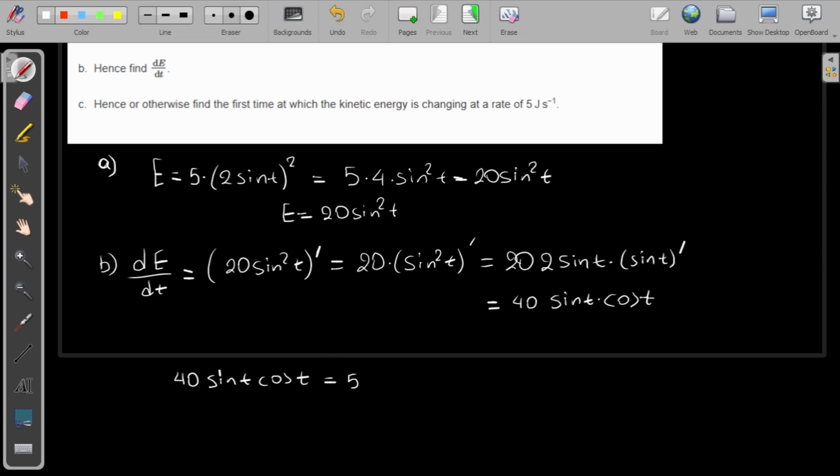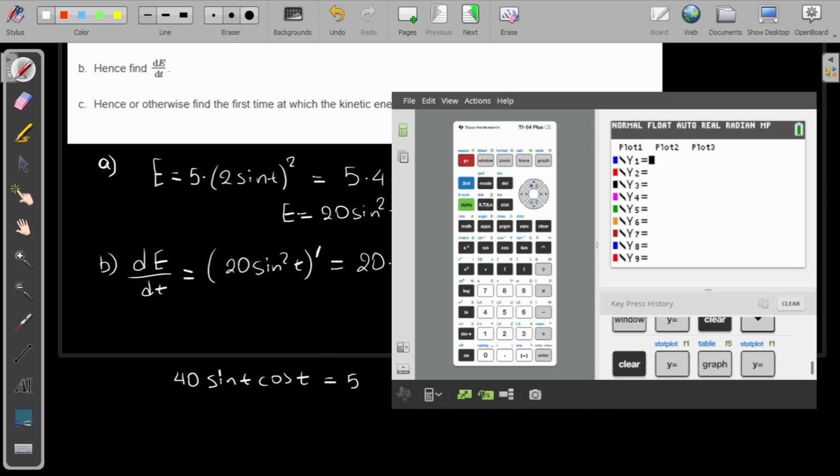So here I'm going to use my calculator. I'll go to my graph screen, and I will put inside my equations. Y1 will be this part of the equation, 40 sine x instead of t, cos x instead of t, and the other function will be 5, so as to see the first intersection. And now I will press graph.